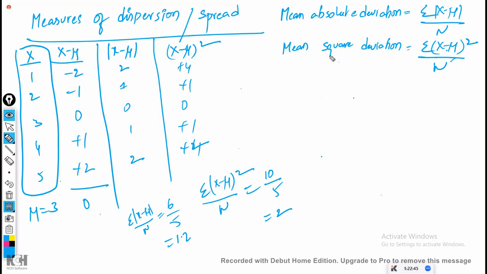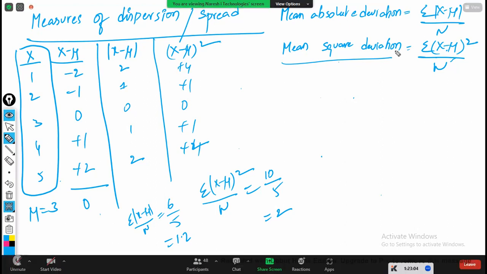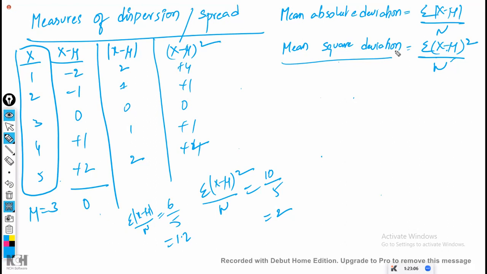Okay. Which one do you have to select? One is mean absolute deviation, one is mean square deviation. We have to select mean square deviation. Why? That is one of the most important interview questions. Write in the notes: why do we have to select mean square deviation instead of mean absolute deviation?